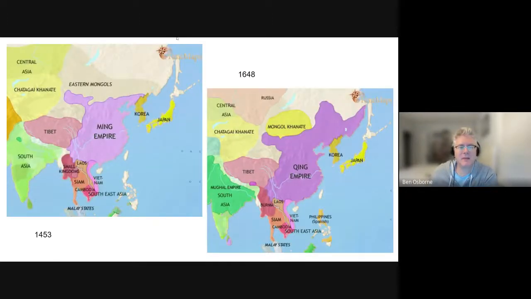All right, a couple of images here for you. That is 1453, and then that is 1648. So you can see a little bit about the difference between the Ming versus the Qing Empire. By the end of the Qing Dynasty, they will control a lot more, but at least initially, they are going to control basically the same area as the Ming with the addition of Manchuria for obvious reasons.